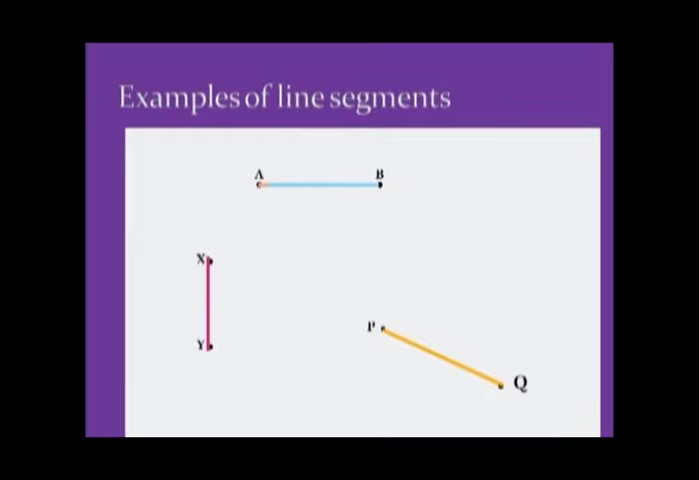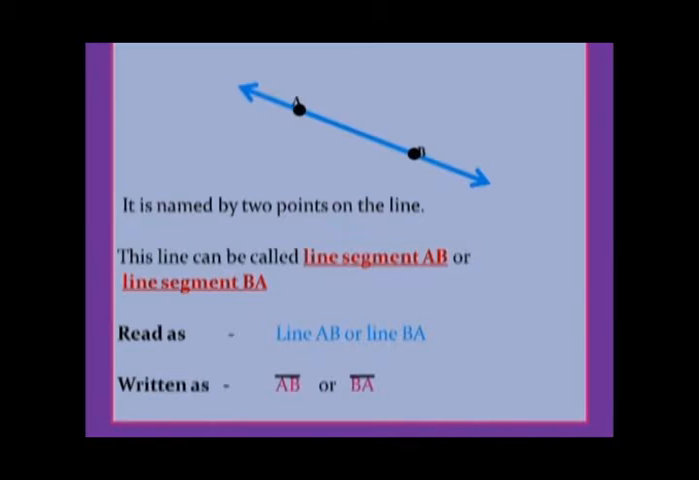A line segment is really a part of a line. Here we have an example. It is named by 2 points on the line. This can be called line segment AB or line segment BA. You can read it both ways. It is read as line AB or BA and written as AB or BA with a little segment above the letters. Now, let's see if you can identify the terms we just covered.